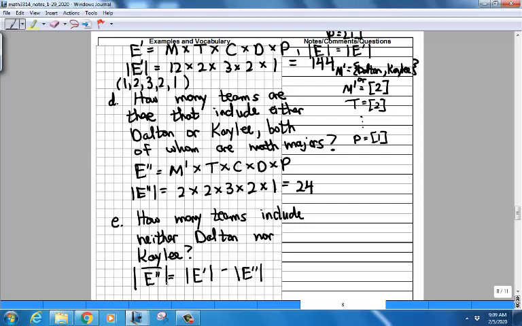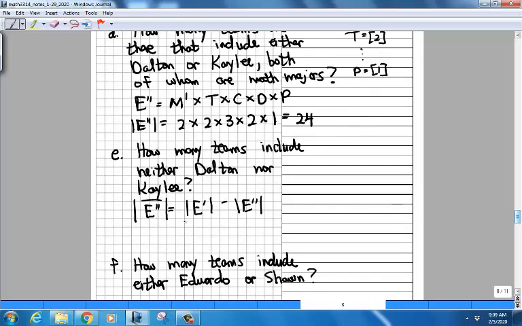I had different things on different sides of the equation there. So, pretty simple, right? Because we counted this as 144, minus this, which we counted as 24. So that's pretty obvious: 120 teams include neither Dalton nor Cayley. All right. So straightforward.